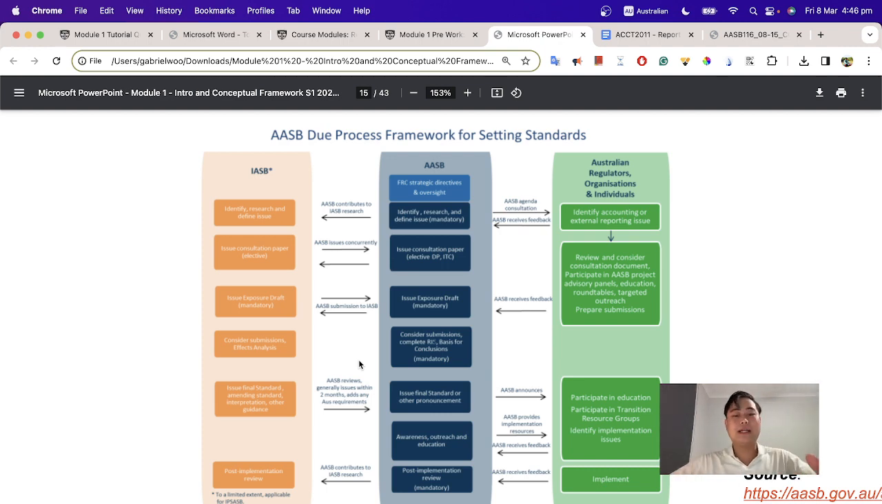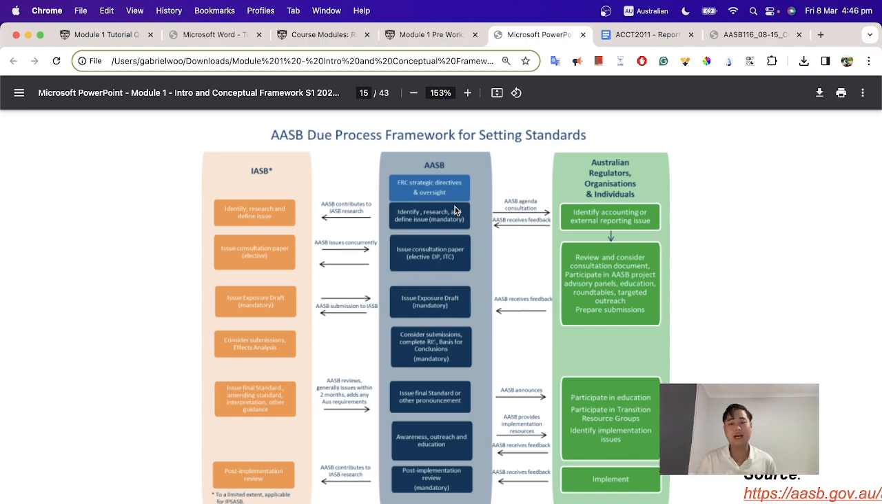How does the AASB set standards? Well, the IASB is the organization responsible for creating the International Financial Reporting Standards, the IFRS. The AASB will look at the IFRS and adopt standards that do not exist locally based on inspiration from the IASB. However, the AASB, the Australian Accounting Standards Board, does not just simply copy all information from the IASB.